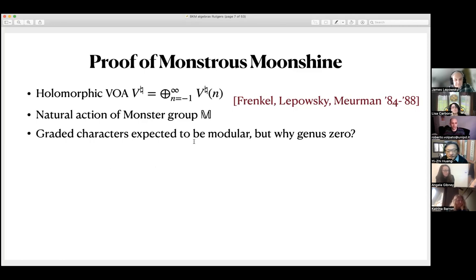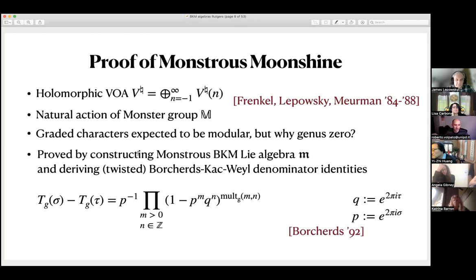And as usual for vertex operator algebras, you expect the characters to be modular. As a physicist, I have an intuitive idea as to why this is true, but you can also give more precise proofs as to why the graded characters should be modular under some groups. But in general, you don't expect these functions to be modular functions for genus zero subgroups. They could be higher genus, and they don't need to be Hauptmoduln. So it remains to be checked that the graded characters that you build from these vertex operator algebras are indeed the Hauptmoduln for genus zero groups. And this was proved by Borcherds.